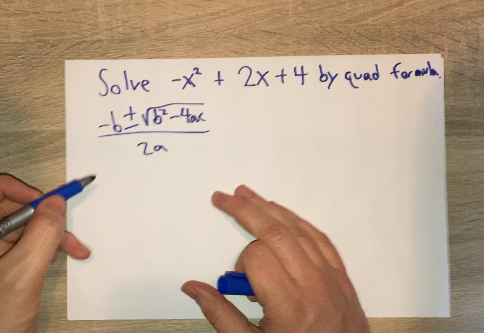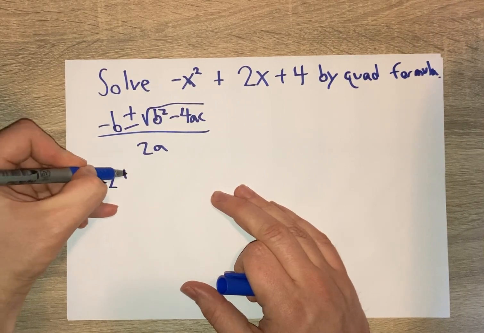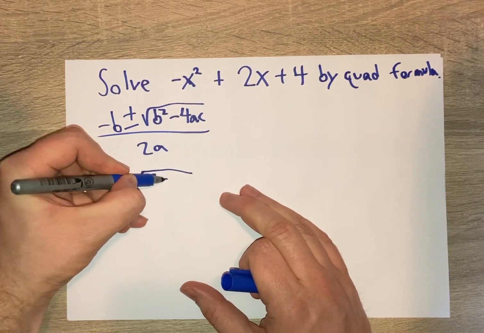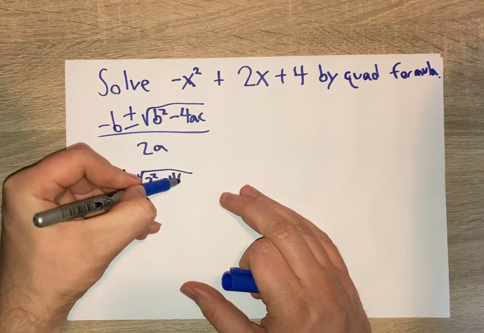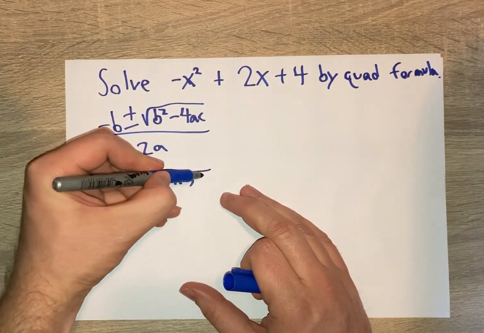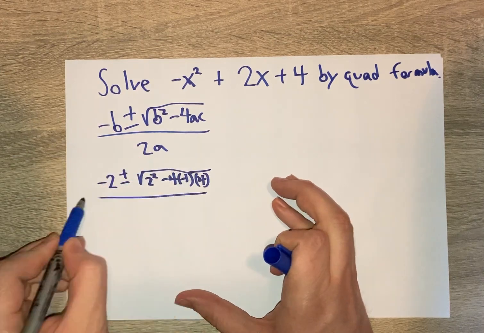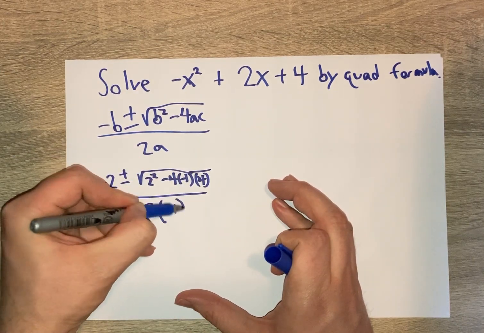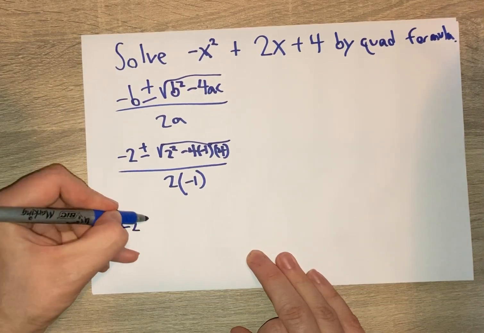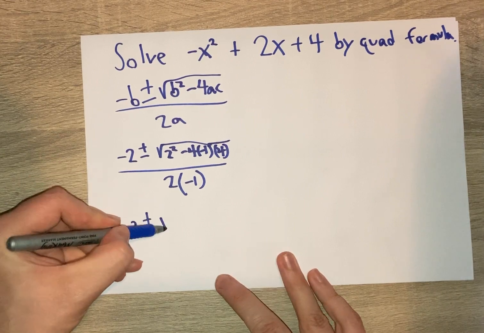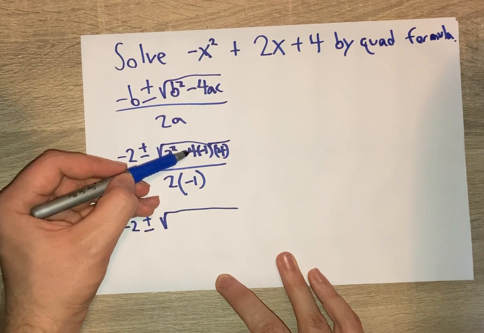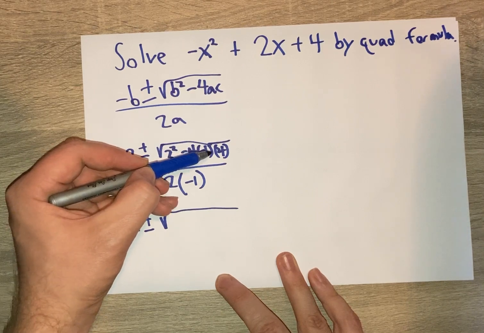In this case, our b value is 2, so it's going to be negative 2 plus or minus the square root of 2 squared minus 4 times a, which is negative 1, times c, which is 4, all over 2 times negative 1. Now, we simplify this to negative 2 plus or minus the square root of 2 squared, which is 4, minus 4 times negative 1 times 4.